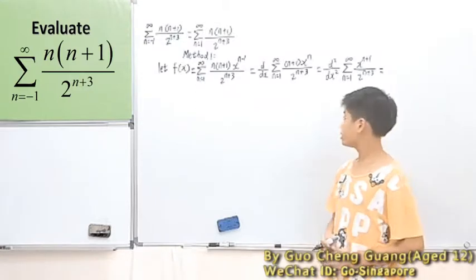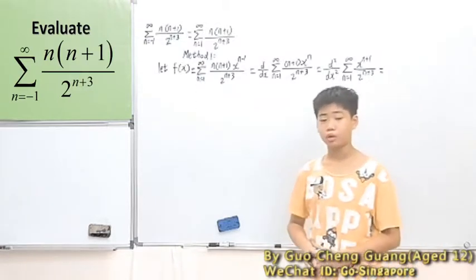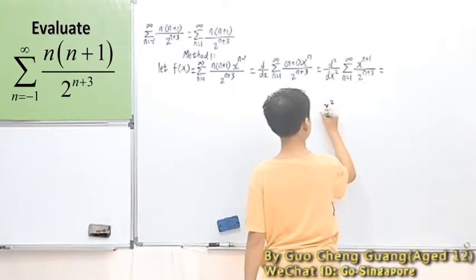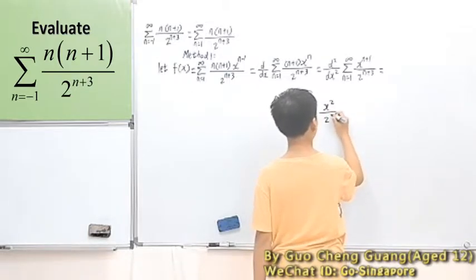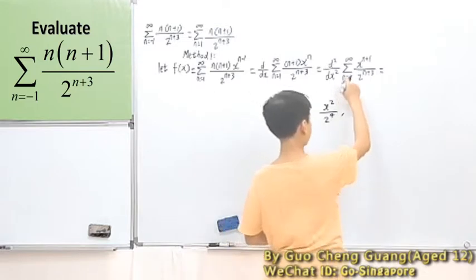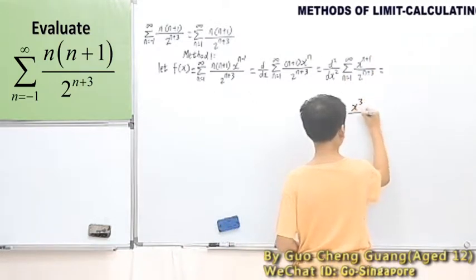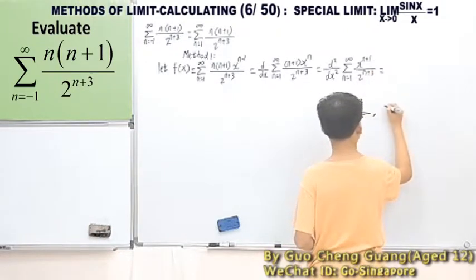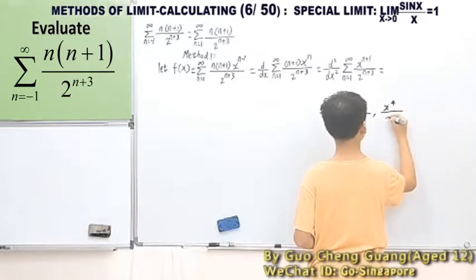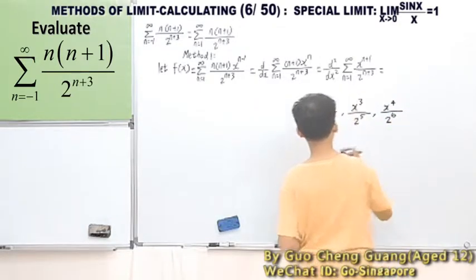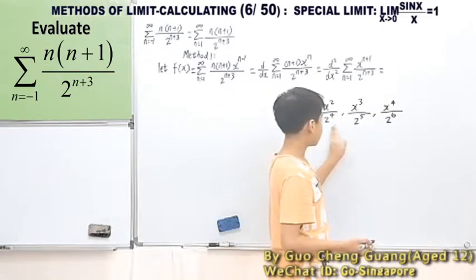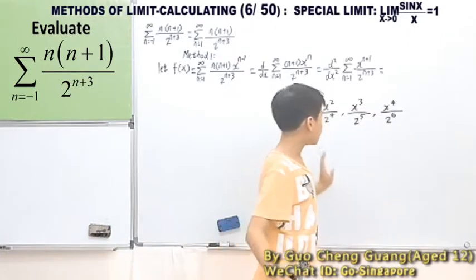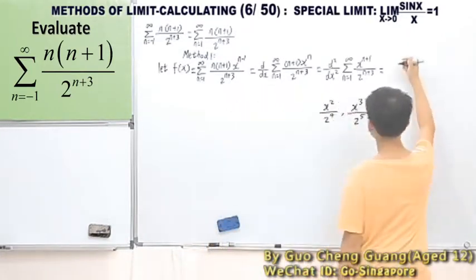Since this is still the geometric progression. Why? Because let's try this out. 1. So I have x squared over 2 to the power of 4. Okay, let's just write it in this form first. When you sub 2 inside, you get x cubed and 2 to the power of 5. When you sub 3 inside, x to the 4 and 2 to the 6. So did you realize this is just times x over 2 times x over 2? That's it. We have found a pattern. Simple.